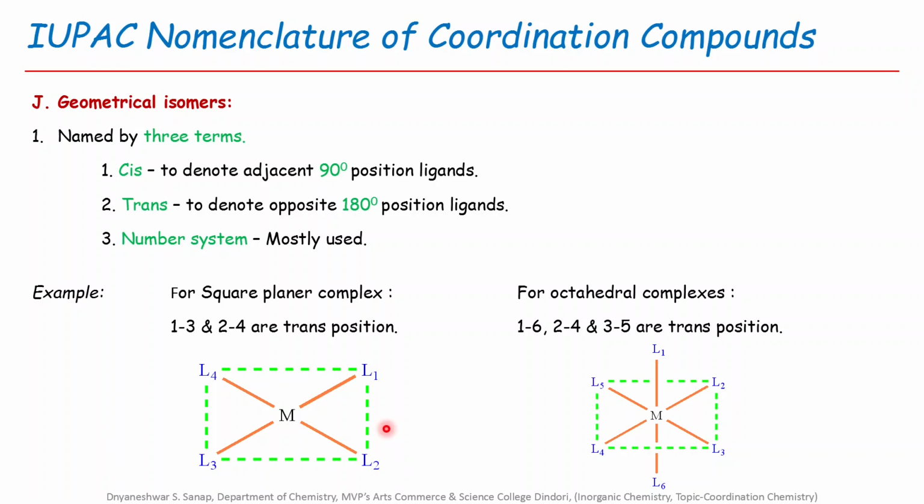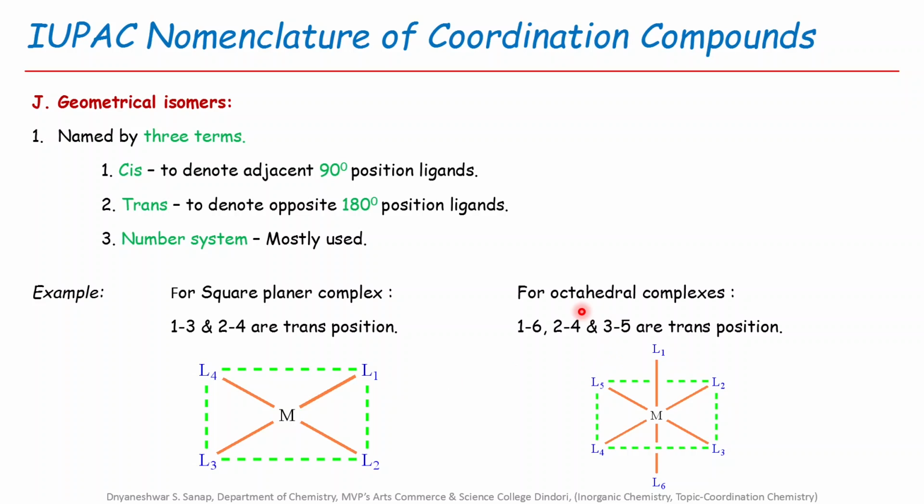Let us see with the diagrammatic representation. For square planar complexes, this is position 1, this 2, this 3 and this 4. Positions 1 and 3 have a bond angle of 180 degrees, and that's why 1,3 position and 2,4 position are trans to each other. But position 1, 2 ligands, 2, 3 ligands, 3, 4 ligands or 1, 4 ligands, that means the angle is 90 degrees, then the position is known as cis position.